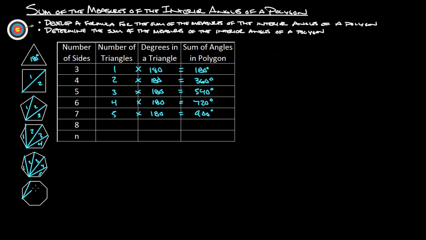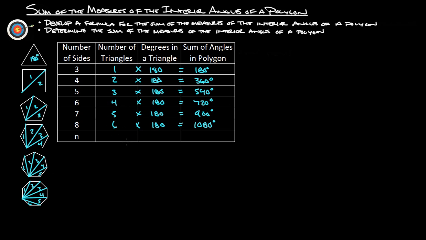And then the last one that we're going to do is the octagon. So 1, 2, 3, 4, 5, 6. There are 6 total triangles, all have 180 degrees in them, and that is going to be 1080 degrees.